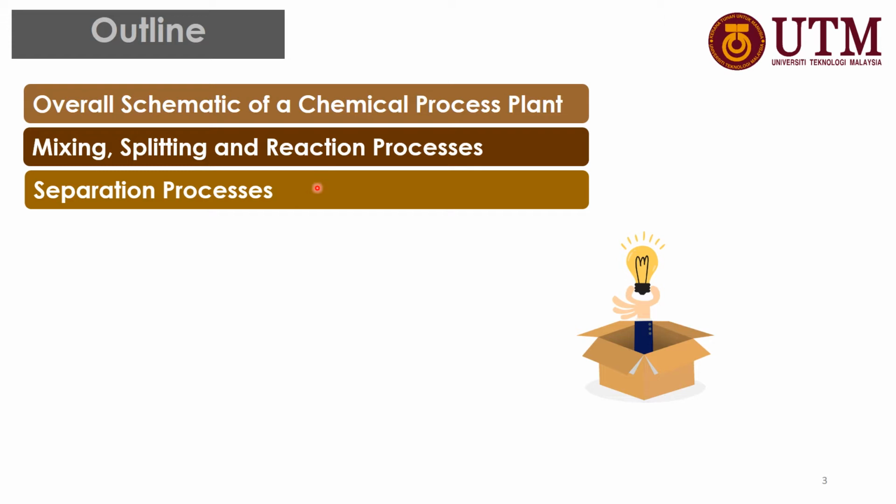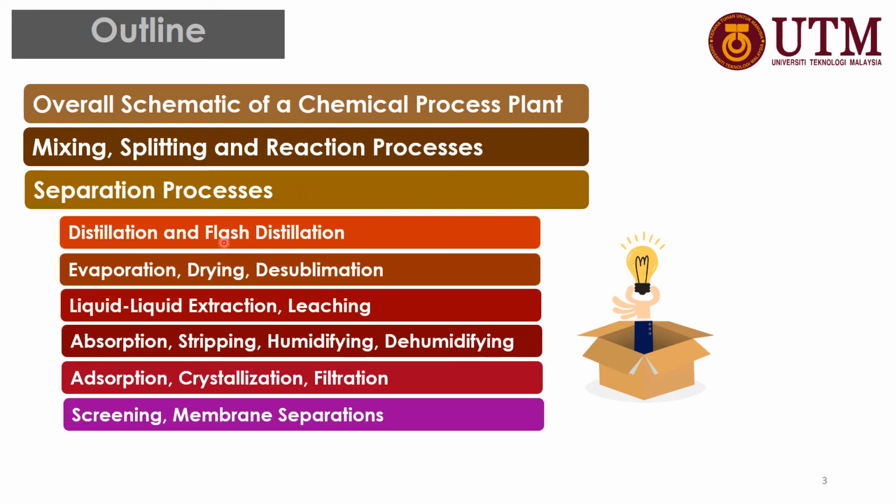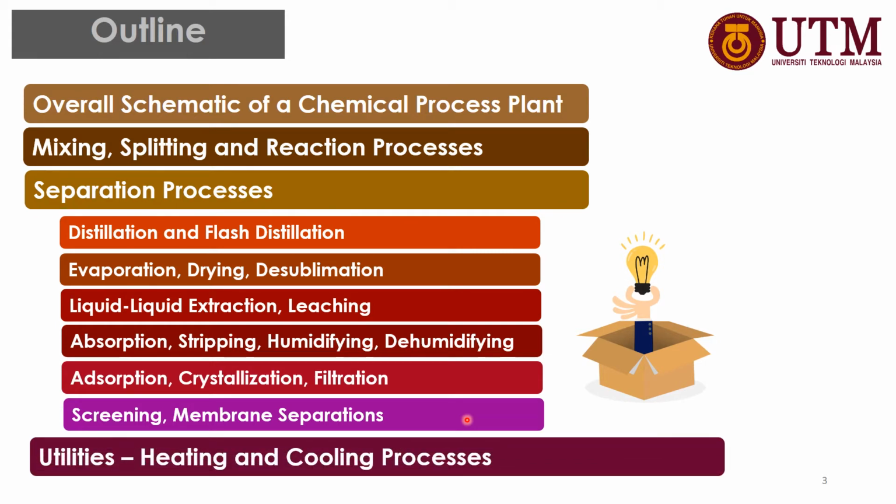And there are many different types of separation processes which we will discuss, which include distillation and flash distillation processes, evaporation and drying and desublimation processes, liquid extraction and leaching processes. We have absorption, stripping, humidifying and dehumidifying processes, and also including adsorption, crystallization and filtration separation process, and also involving screening and membrane separations. Okay, so these are some of the separation processes which we will cover in this module, and finally we will discuss the heating and also cooling processes.